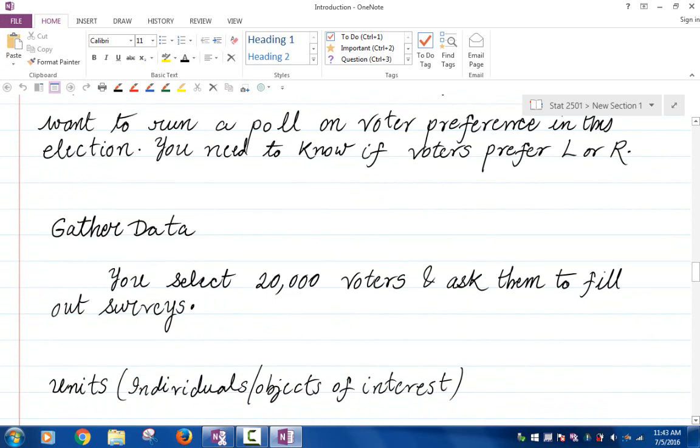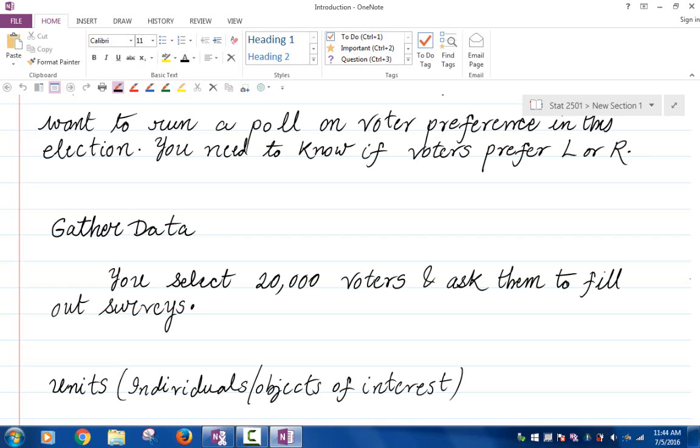So let's say you have lots of money and you select 20,000 voters and ask them to fill out surveys, right? So the question then becomes, how do you design your survey for this study? You need to design your survey in an appropriate way, so that your study is not biased.